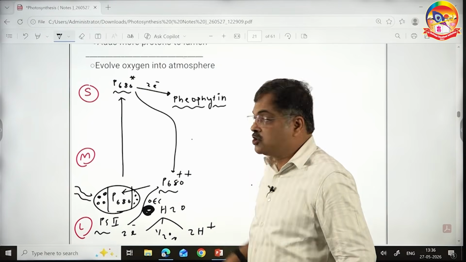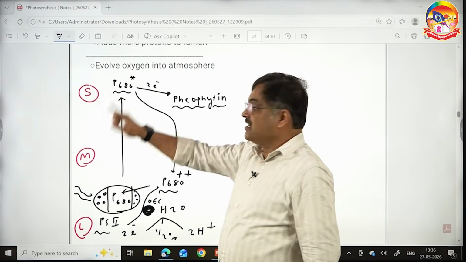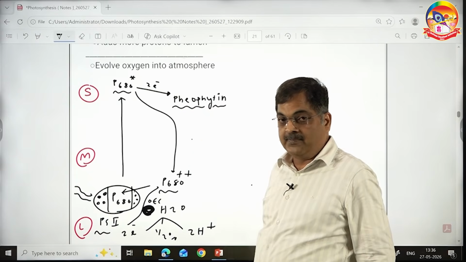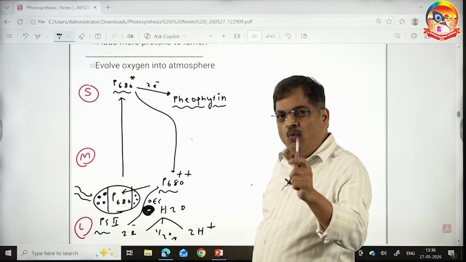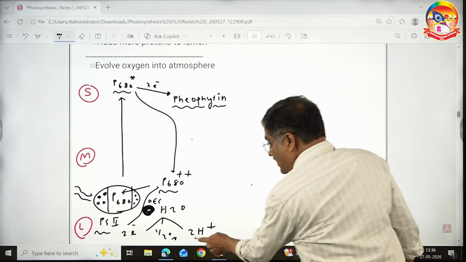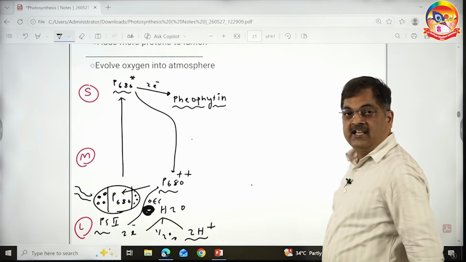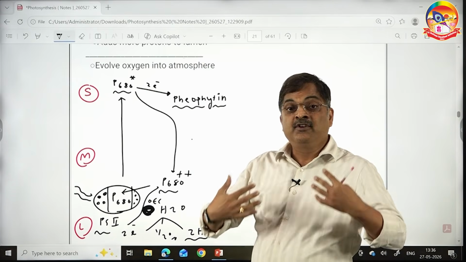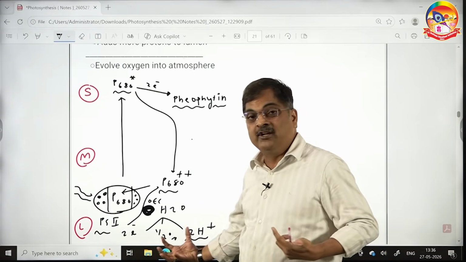P680 is happy because it got 2 electrons, and pheophytin is happy because it got 2 electrons from this. Up to here, there is absolutely no problem. What happens here, children, is there is loss of 2 protons here. And these 2 protons are going to increase the proton presence in the lumen.